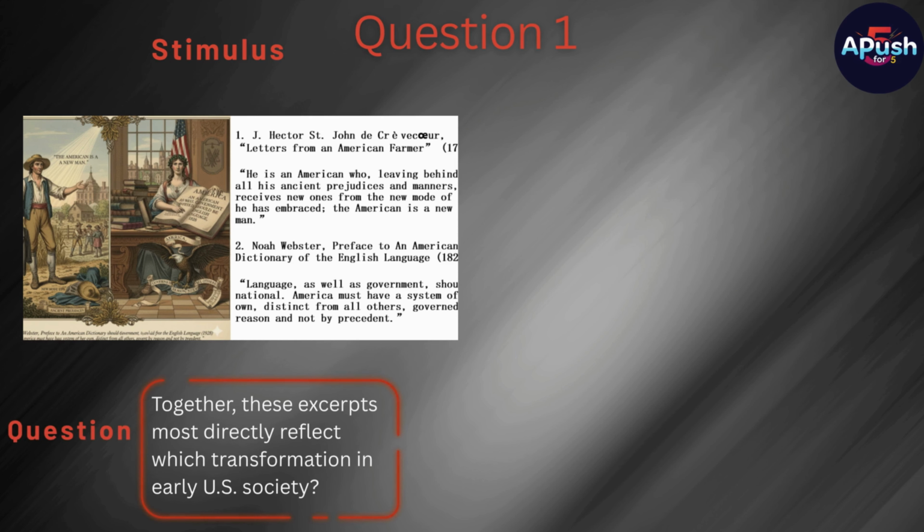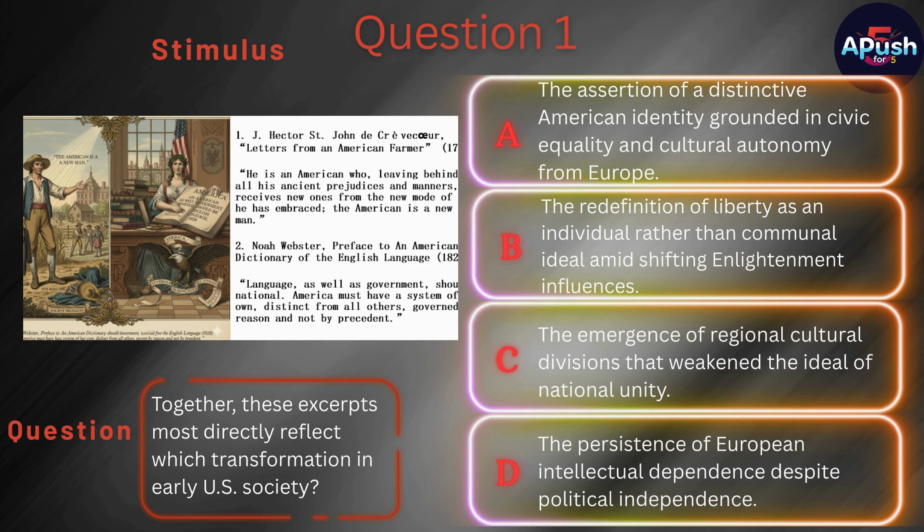Question. Together, these excerpts most directly reflect which transformation in early U.S. society? A. The assertion of a distinctive American identity grounded in civic equality and cultural autonomy from Europe. B. The redefinition of liberty as an individual rather than communal ideal amid shifting Enlightenment influences. C. The emergence of regional cultural divisions that weakened the ideal of national unity. D. The persistence of European intellectual dependence despite political independence.